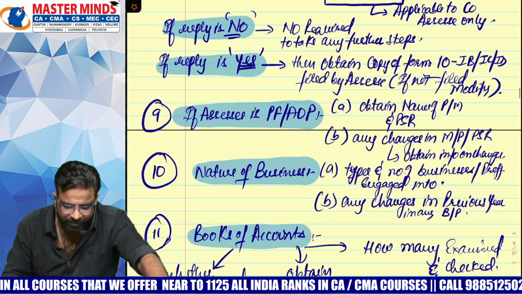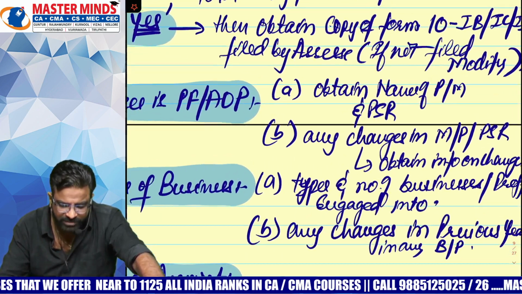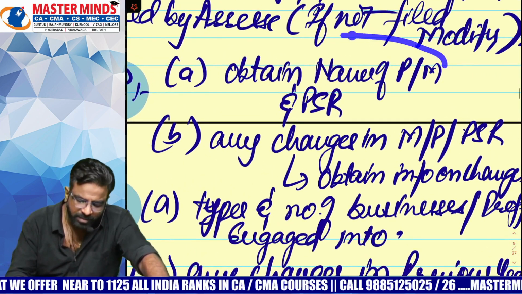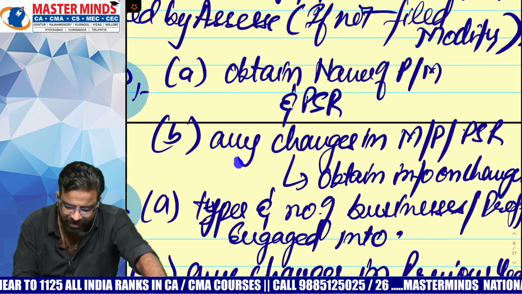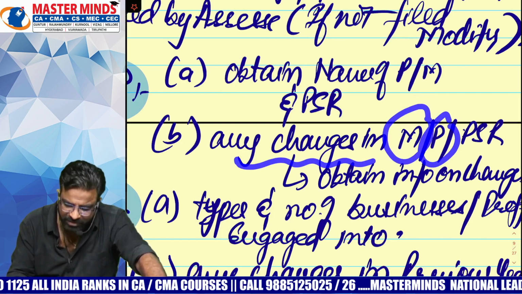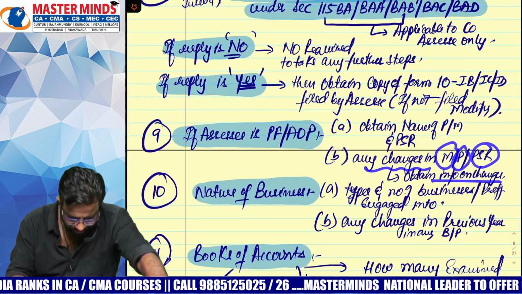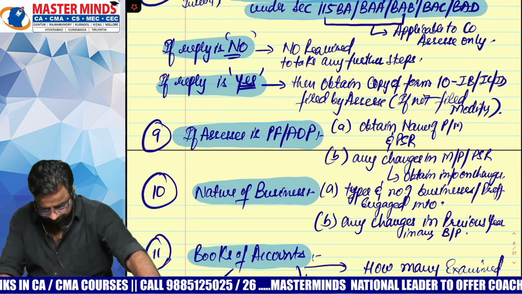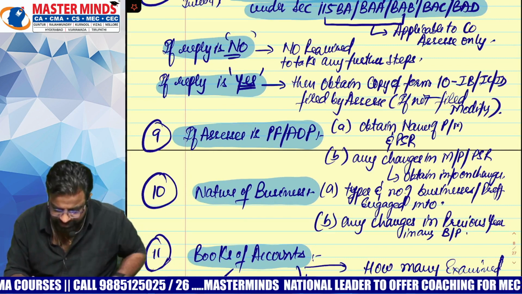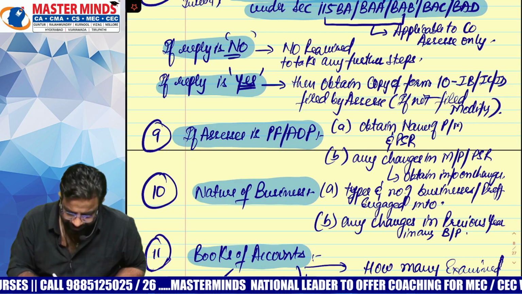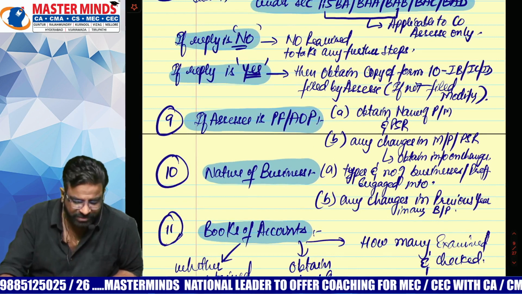Okay, 9. If the assessee is a partnership firm or association of persons, then obtain the what? Name of the partners and the members, and if any changes in your members, partners and profit sharing ratio, obtain the information on changes. What is the 10th clause number? Nature of business. Nature of business, type and number of businesses or professions you are engaged in, and any changes in the previous year in any what? Business and profession.